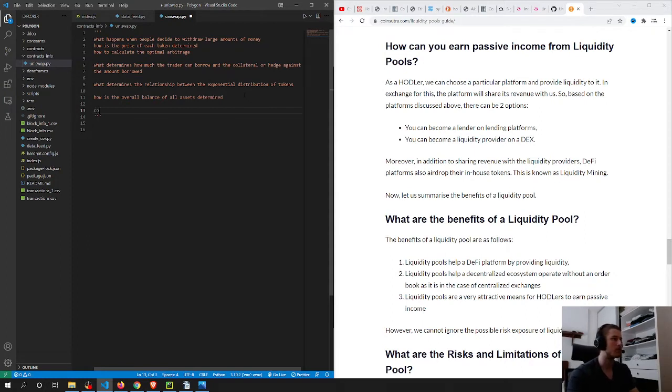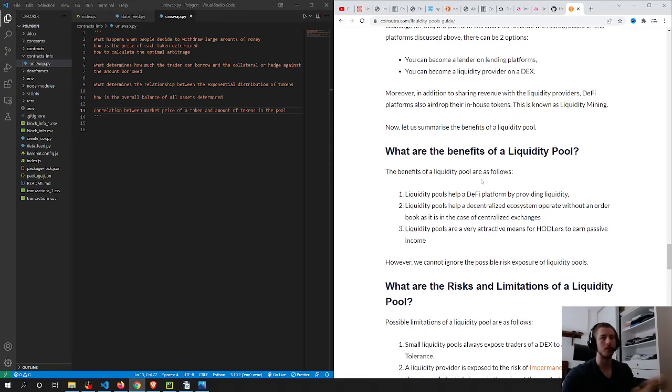So maybe I should write this down. Correlation between price of a token and amount of tokens in the pool. I think that's the main point of confusion that I had from the beginning. So that's what I need to clarify.